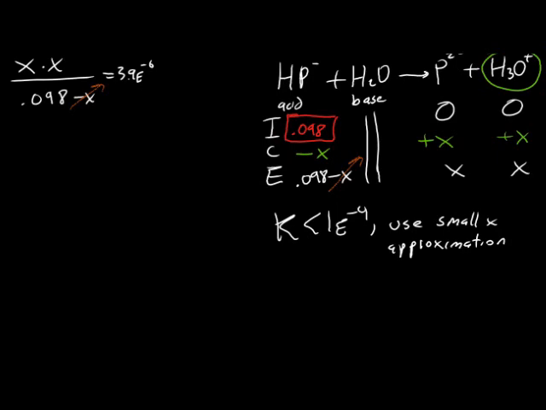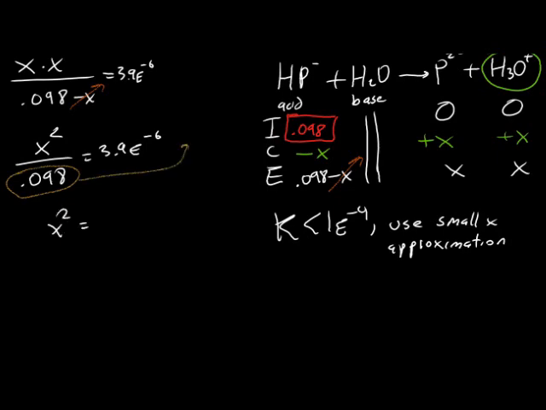And this will simplify our equation to x squared over 0.098 equals 3.9 times 10 to the negative 6th. Now we take the denominator and multiply it to the right side and end up with x squared equals 3.9 times 10 to the negative 6th times 0.098. We multiply 3.9 times 10 to the negative 6 times 0.098 in the calculator. We'll end up with x squared equals 3.822 times 10 to the negative 7th power.